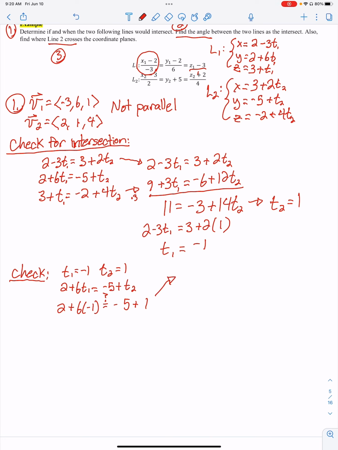So, okay, on the left side we got negative 4. On the right side we got negative 4. So that means they do intersect at t1 and t2.